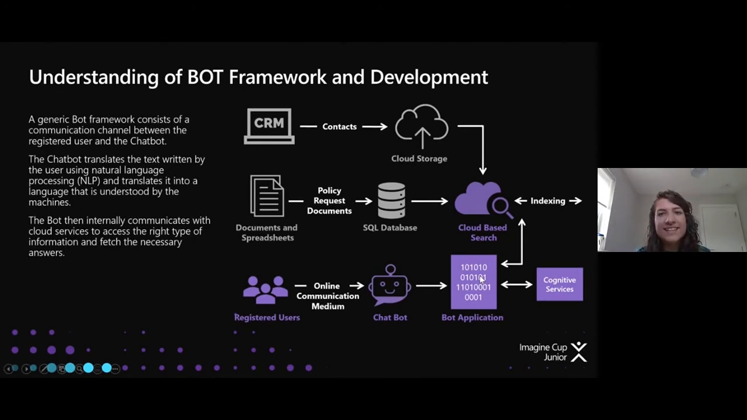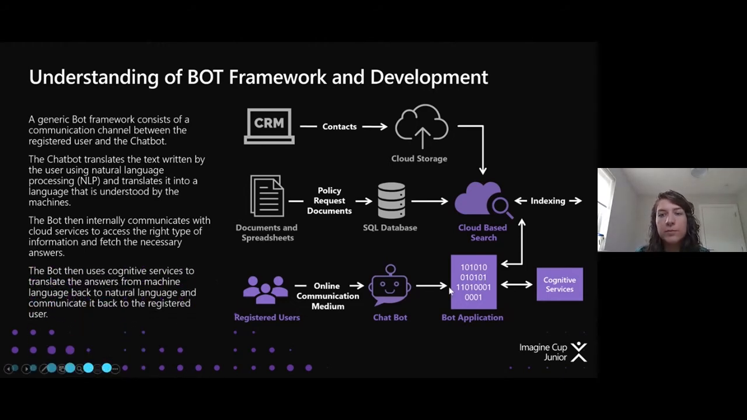Now, when it sends it back, guys, it's still going to be in the machine's language, so not a language that I or you will understand if it comes back to us as a user. So what will happen is, in the machine's language, it will get converted back into natural language by one of our cognitive services that we talked about last week. And that will go from the bot back to us, which is what we've seen at the end when the chatbot said, please enter your age, for example.